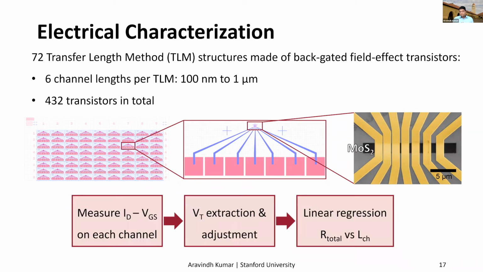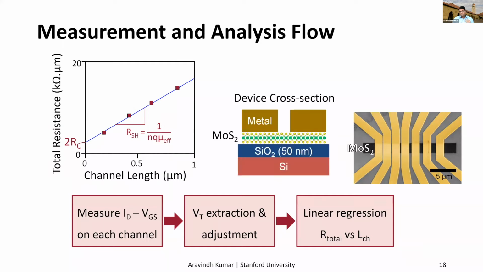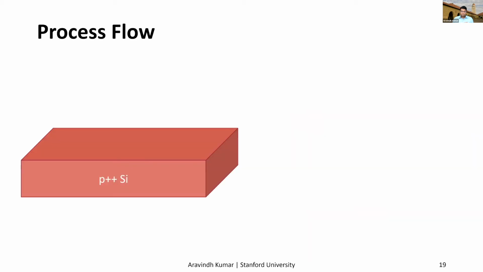So we test each of these transistors and perform threshold voltage extraction and adjustment to account for the VT variation. Then we do linear regression on the total resistance as a function of channel length to get this plot. And from here, we extract the contact resistance and mobility. And this is a schematic of a typical backgated MoS2 transistor.